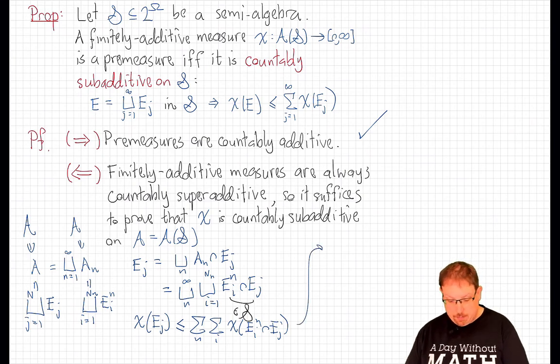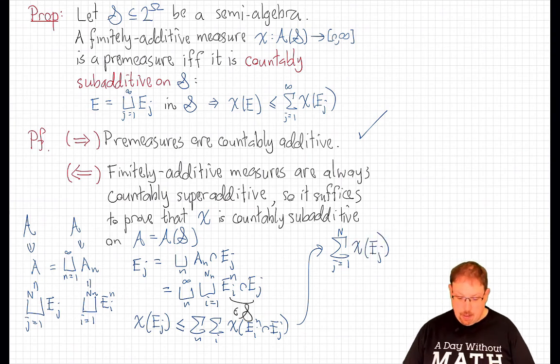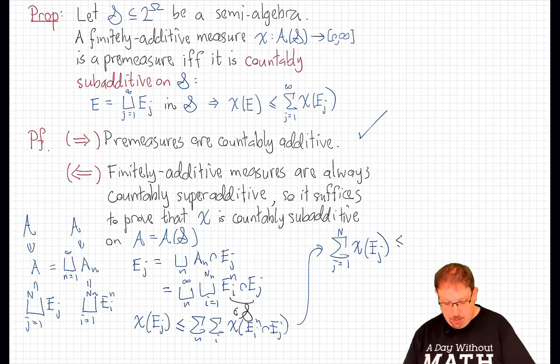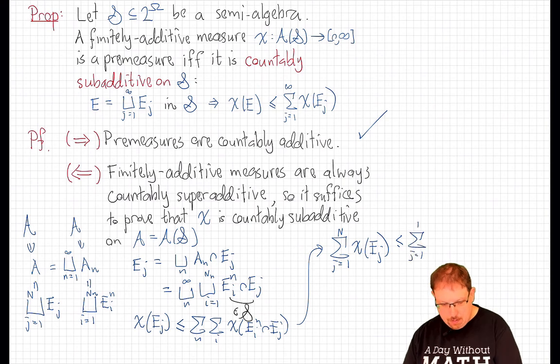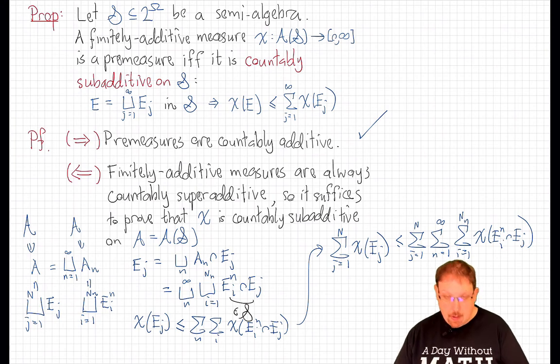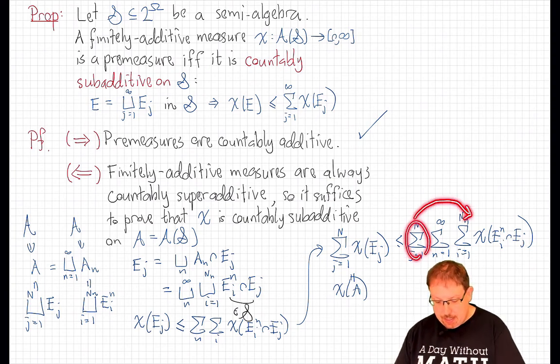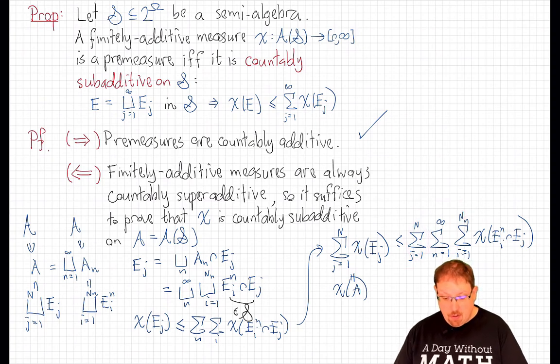Now I'm going to sum on j. So the sum of chi of E_j is less than or equal to the sum over j, n and i of chi of the intersection of E_in with E_j. Now on the left-hand side, by the finite additivity of the finitely additive measure chi, this sum is just equal to chi of A, thanks to that decomposition. On the right, I'm going to reorder and move the sum over j inside this infinite sum, which is perfectly legal because this is a sum of positive terms.